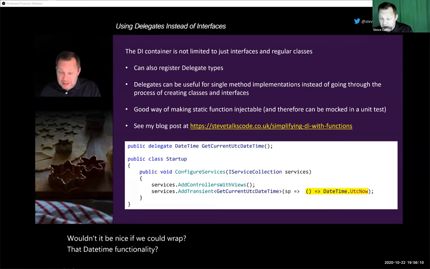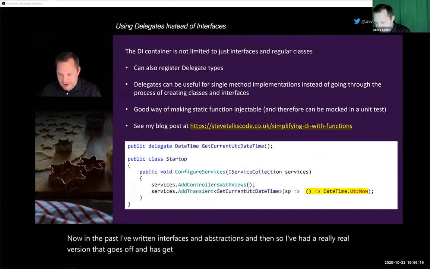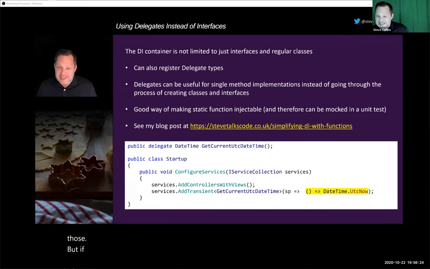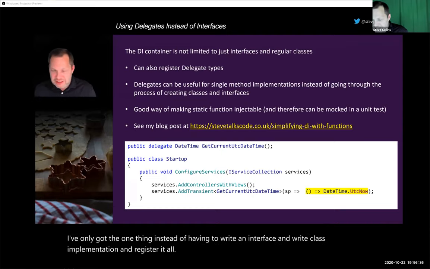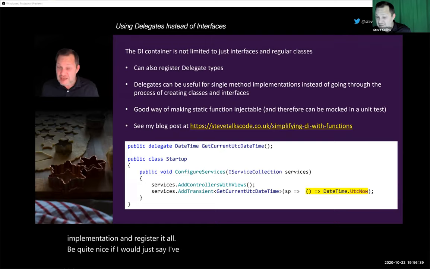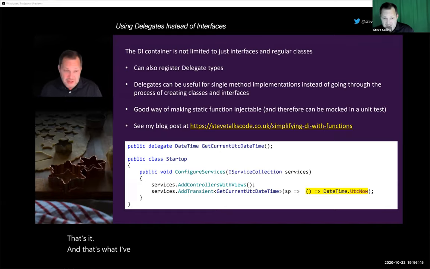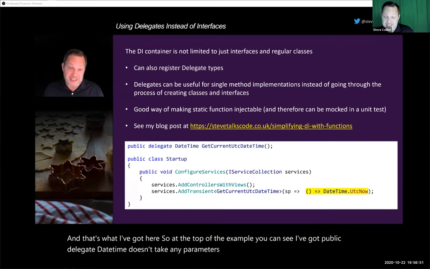In the past, I've written interfaces and abstractions, so I've had a real version that goes off and has GetUtcTime, GetCurrentDateTime, GetCurrentDate, and all those. But if the only thing I'm interested in is, say, DateTime.Now or UtcNow, I've only got the one thing. Instead of having to write an interface, write a class implementation and register it all, it'd be quite nice if I could just say I've got a function that gets me the current date time. That's it. And that's what I've got here. At the top of the example, you can see I've got a public delegate, DateTime, that doesn't take any parameters, just gets the current UTC date time.